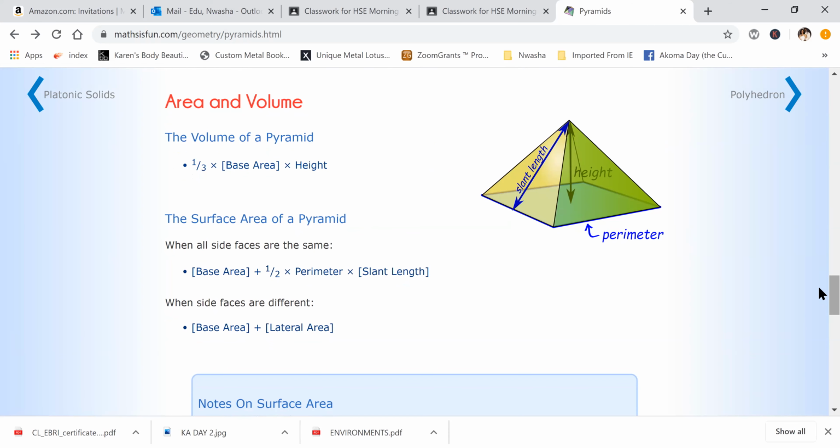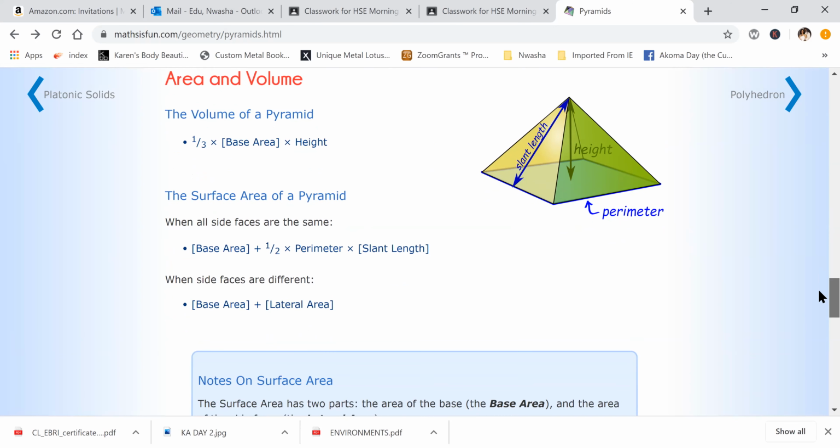So they've got 1/3 the base times the height, which is similar, right, to the cone. So 1/3 of the base times the height is taking the same idea of you had a box and now you're taking 1/3 of that to make a pyramid. The cone is 1/3 of the cylinder. So where the cylinder has height, you take 1/3 of that to make the cone. These two shapes are similar. And then they're doing the surface area, which is the base area plus half of the perimeter times the slant length.